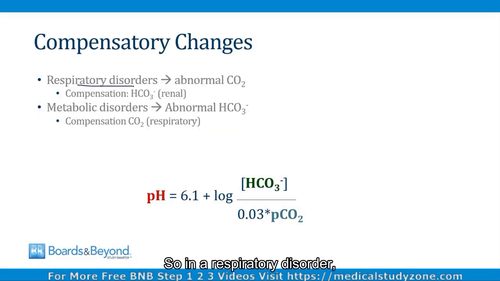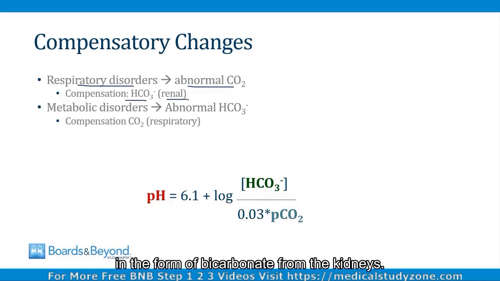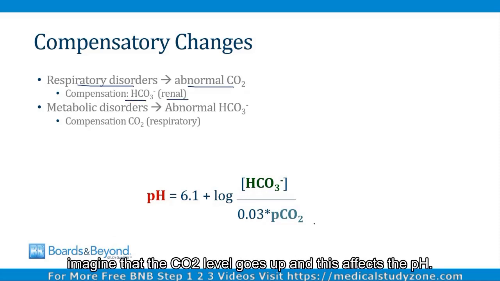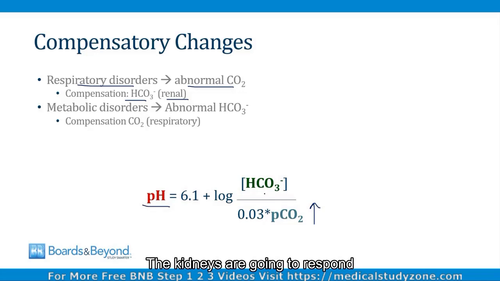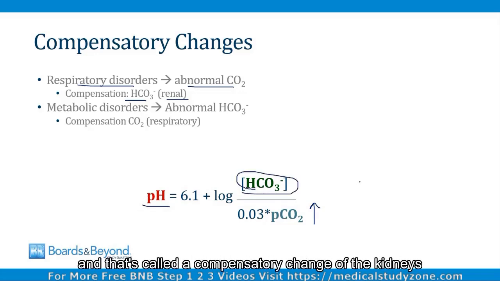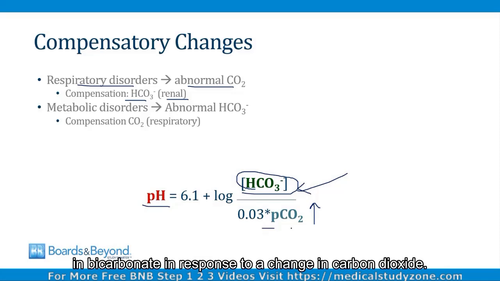So in a respiratory disorder, you have an abnormal carbon dioxide. Respiratory disorders are lung problems. So the compensation is going to come in the form of bicarbonate from the kidneys. If you look at the bottom of the screen, imagine that the CO2 level goes up and this affects the pH. The kidneys are going to respond by changing the bicarbonate to try to bring the pH back to normal, and that's called a compensatory change of the kidneys in bicarbonate in response to a change in carbon dioxide.